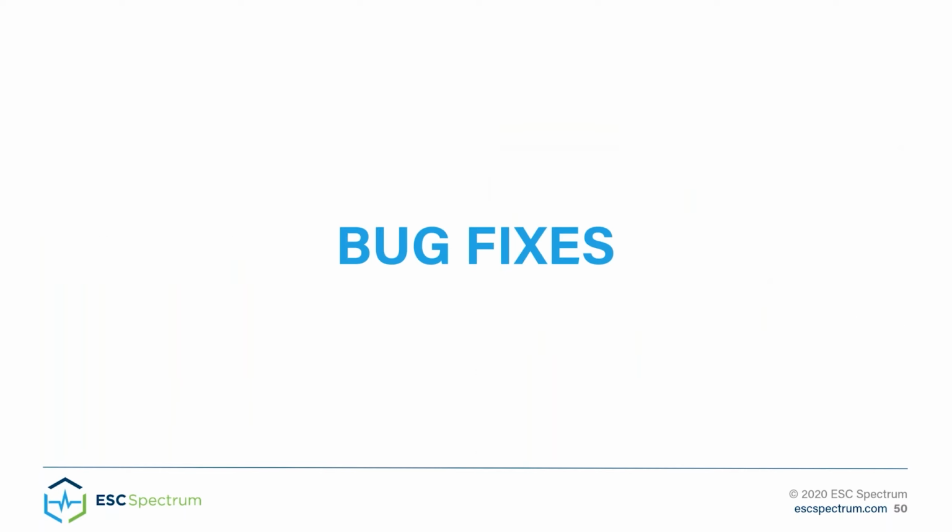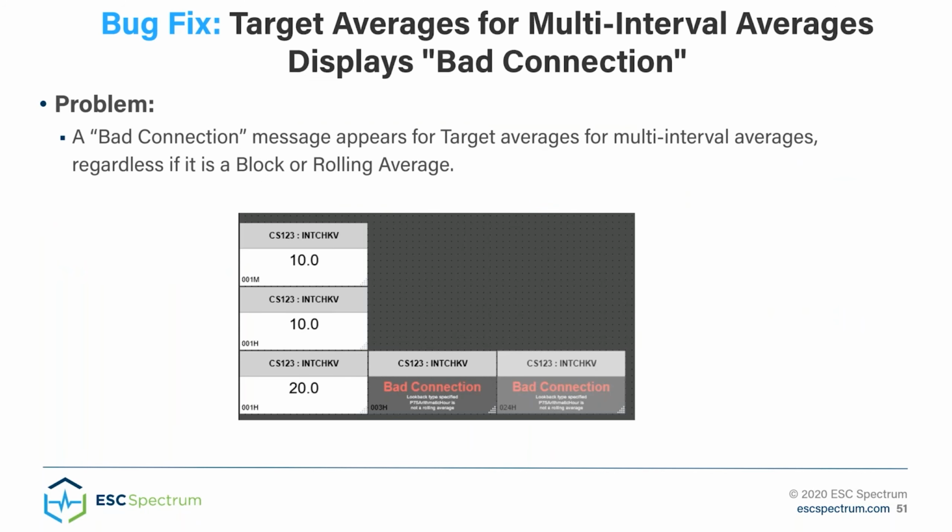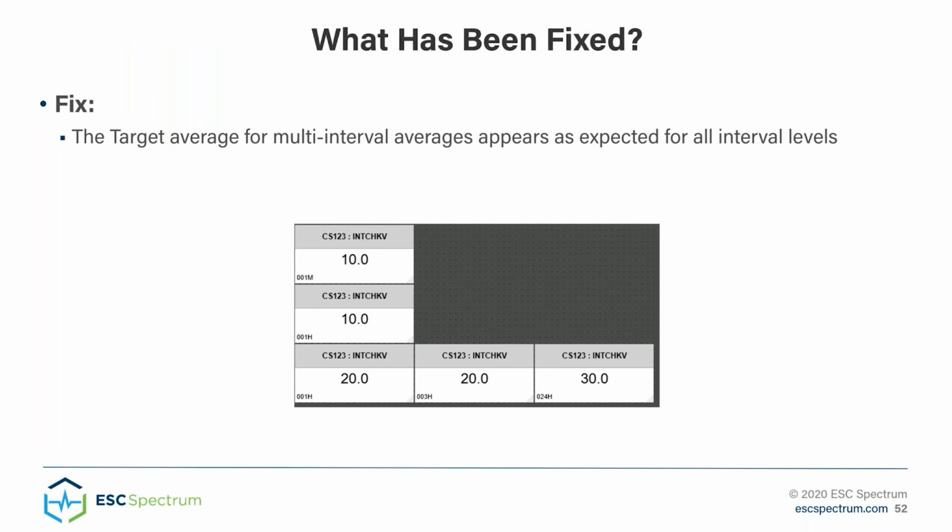Bug fixes. Target averages for multi-interval averages display bad connection. The message bad connection was displaying instead of the target average for multi-interval averages. Now, the target average displays for multi-interval averages for all interval levels.